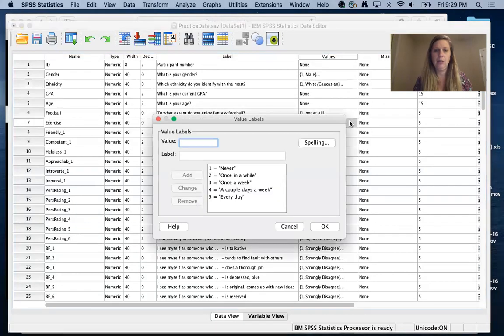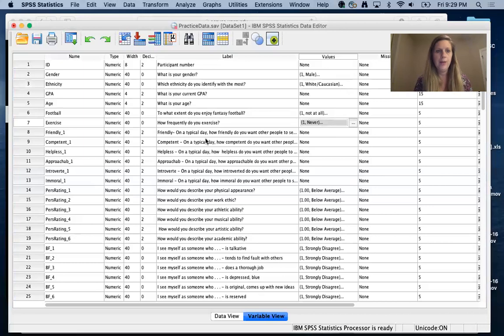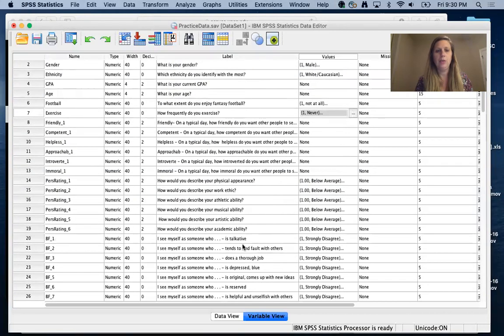Exercise. Let's look at that one. 1 is never. 2 is once in a while. 3 is once a week. 4 is a couple days a week, and 5 is every day. Okay, so those are what the options mean here. We'll get into all these other variables later, but they're not really relevant for the participant section. So I'm going to go back here.